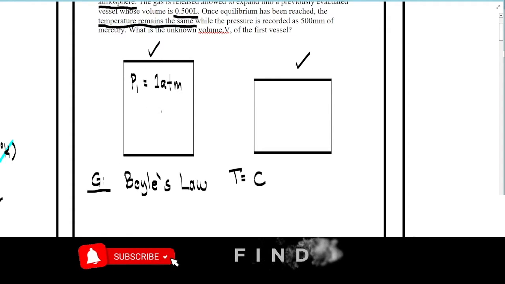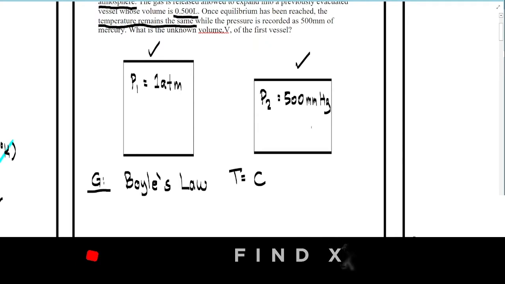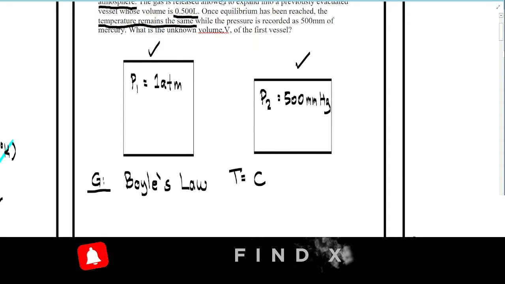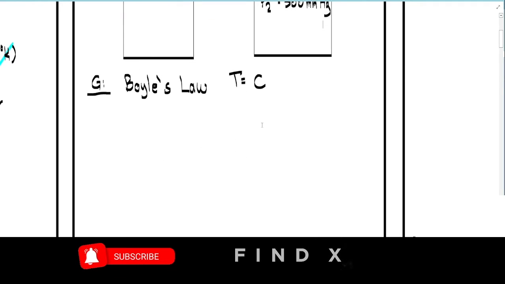So let's write down the pressure on the second vessel. I think that's already given, right? That is 500 millimeter mercury. So that is the pressure on the second vessel. So what do we do next? I think we can write down more givens. So what happens to V1? V1 is the one that we're looking for. But how about V2? You already have the gas expanded here, right?